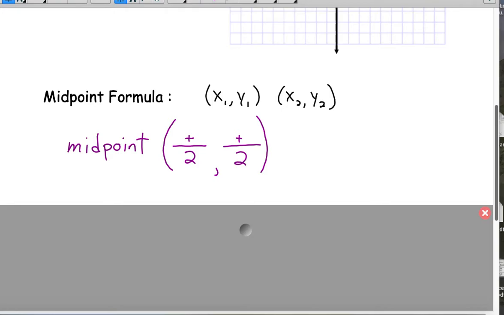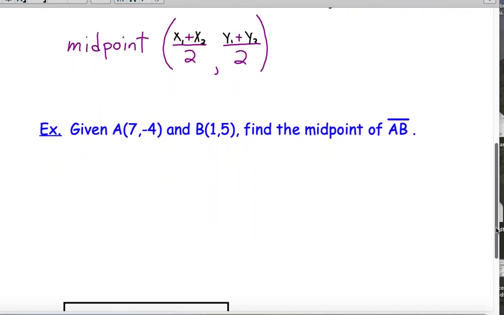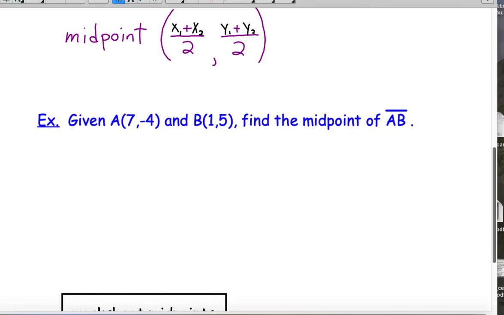So I'm just going to plug in the x numbers for the first spot and the y numbers for the second spot. So notice here, let me draw an arrow. Notice here we're adding the x numbers and we're adding the y numbers. For the distance formula, we subtracted them. Here we're adding them. And that's all you do. So let's try an example here. Here's our 2 points. So this is going to be my x sub 1, y sub 1, and this is my x sub 2, y sub 2.